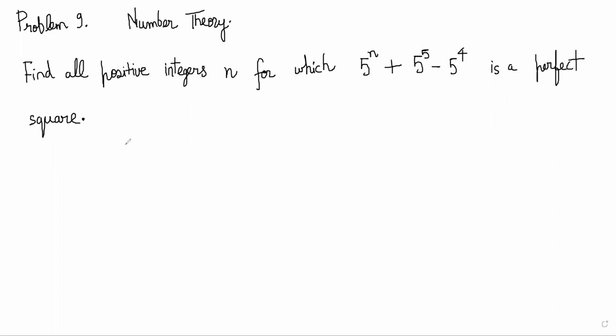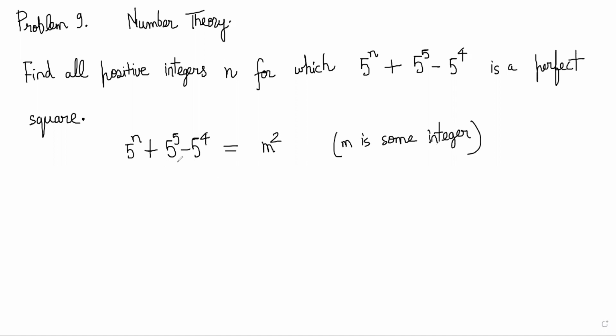So basically, we want to ensure that this is a perfect square. So it must be some m squared, where m is some integer. So you can calculate 5 power 5 minus 5 power 4. You take 5 power 4 common and it is 5 minus 1. This is 625 into 4.